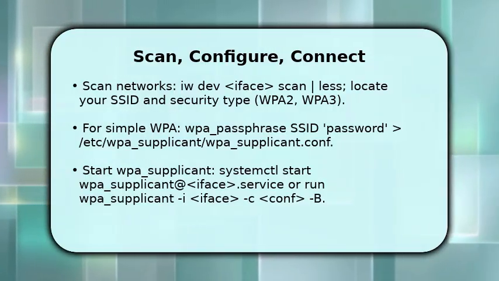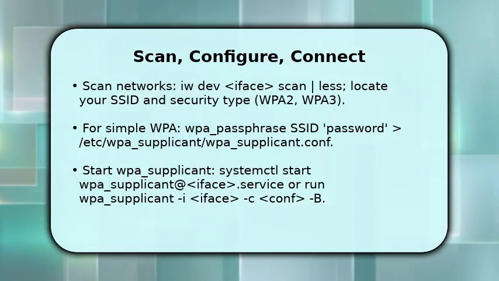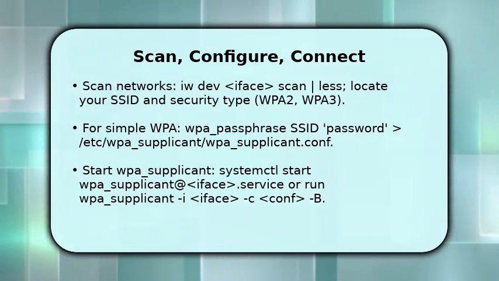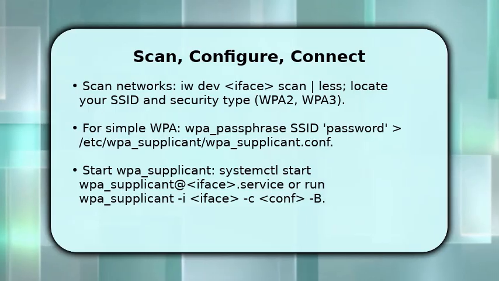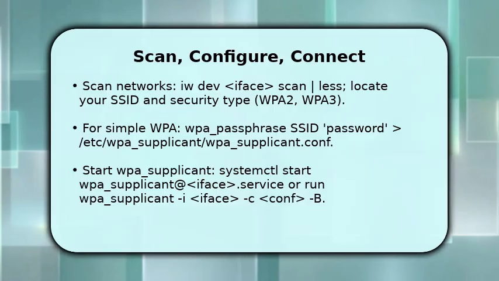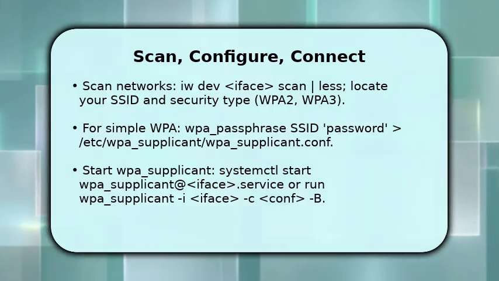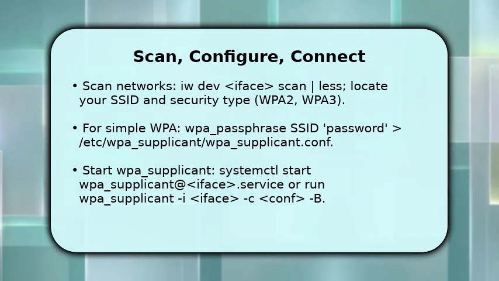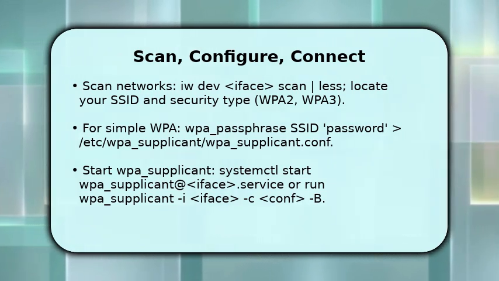For WPA networks, generate a config with wpa_passphrase, SSID, password, redirecting to /etc/wpa_supplicant/wpa_supplicant.conf so PSKs aren't stored in plain text. Once done, start wpa_supplicant for that interface using systemctl enable --now wpa_supplicant@interface.